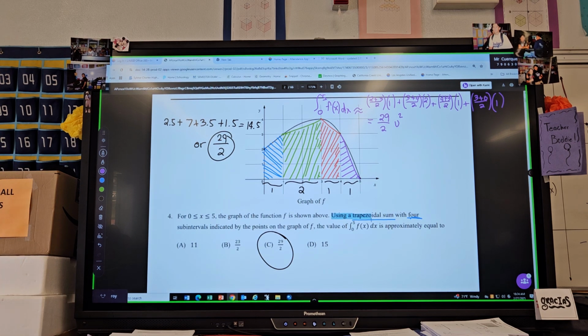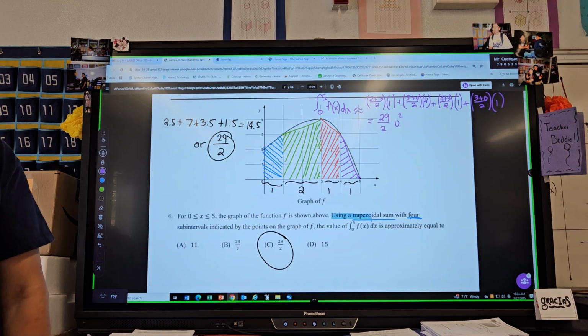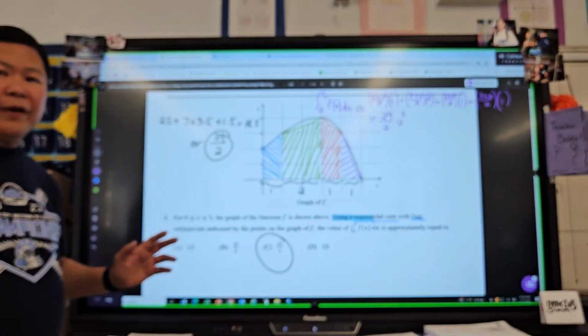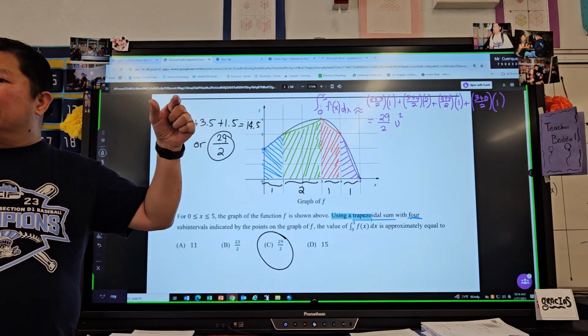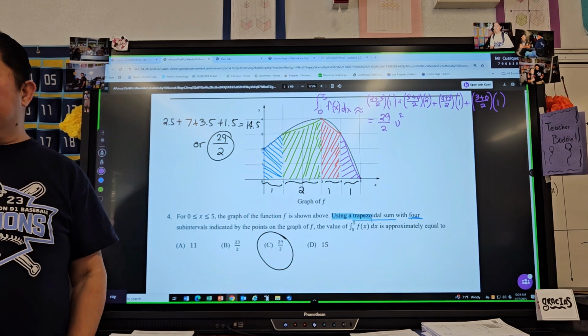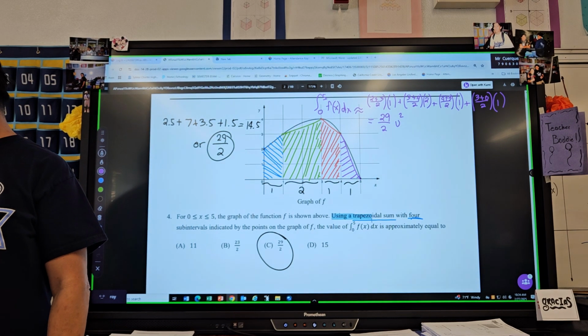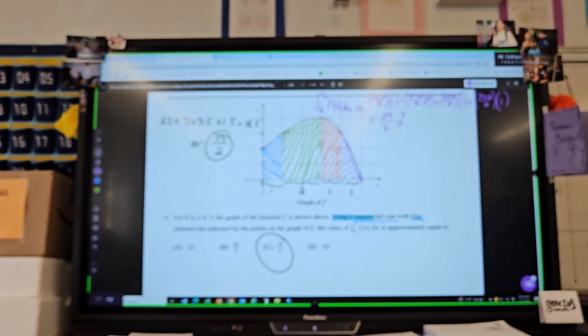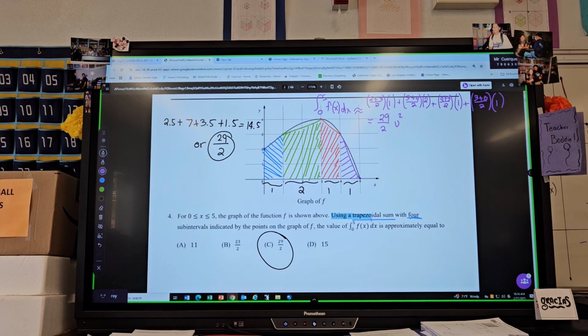How about number 5, guys? Number 5 is still trapezoidal, right? But question number 5 is tabular, on the table. Okay? Tabular. On the table.